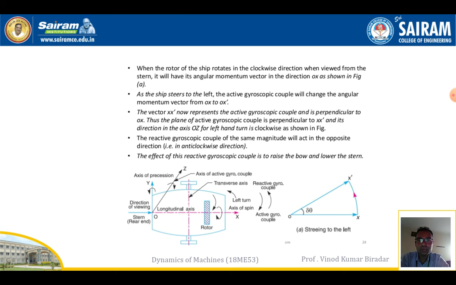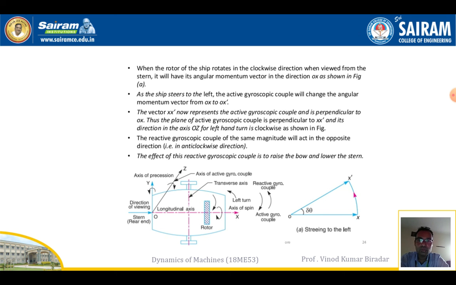Okay, as the ship steers to the left, the active gyroscopic couple changes the angular momentum vector from ox to ox dash. The vector xx dash now represents the active gyroscopic couple, and it is perpendicular to ox. Thus the plane of the active gyroscopic couple is perpendicular to the ox direction, as shown in figure b. Its direction about the axis oz for the left-hand turn is clockwise.